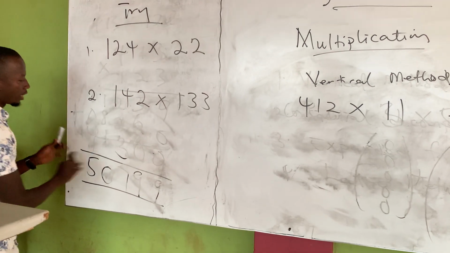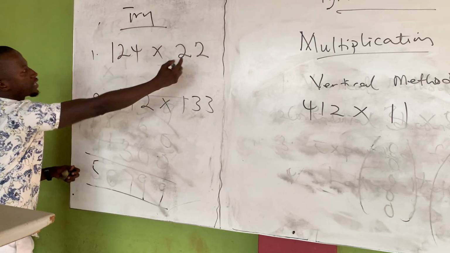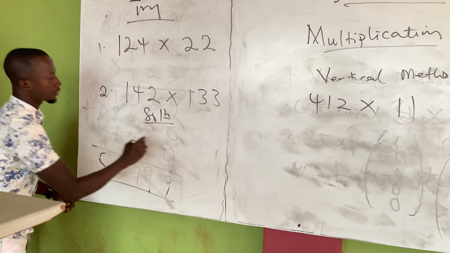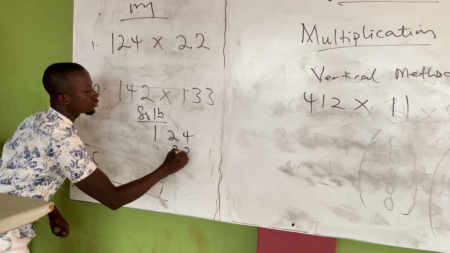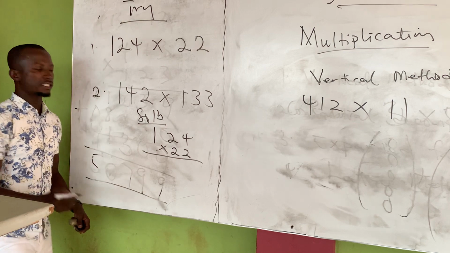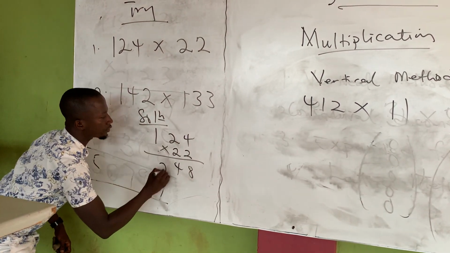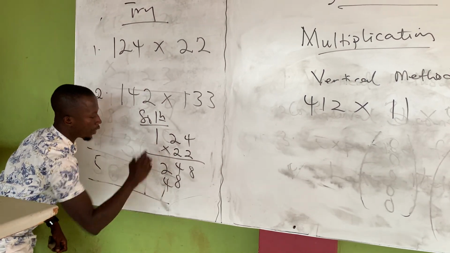1, 3, 3. Now let's see. Quickly, we don't have much time. Let's arrange the first one vertically. So we have 1, 2, 4. Then we have 2, 2. You put down your multiplication sign. 2, 4, 8. 2, 2, 4. 2, 1, 2. 2, 4, 8. 2, 2, 4. 2, 1, 2.